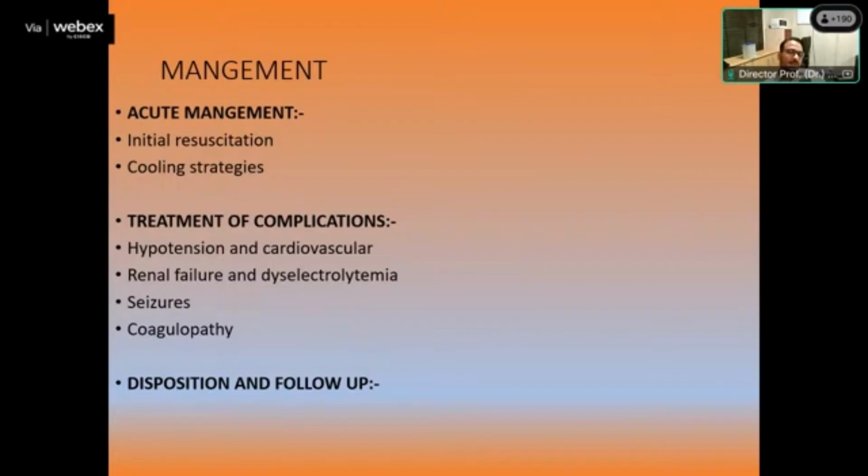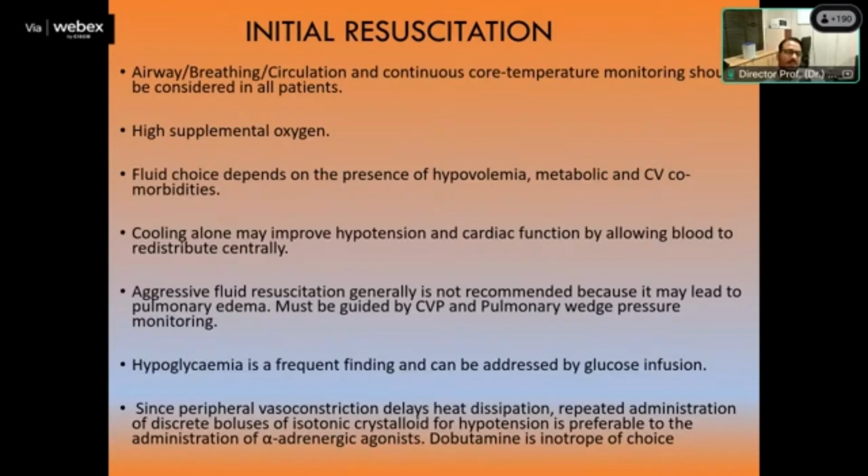Then we come to, besides initial resuscitation, treating complications, which can be hypotension, cardiovascular problems, renal failure, seizures, coagulopathy. We always start by giving the person high supplemental oxygen. Fluid choice depends on the presence of hypovolemia and metabolic and other comorbidities. Important to note, cooling alone may improve hypotension and cardiac function. So cooling definitely has the biggest role. And aggressive fluid resuscitation is generally not recommended. It must be guided by CVP and pulmonary wedge pressure monitoring.